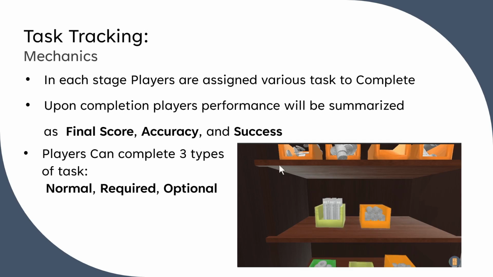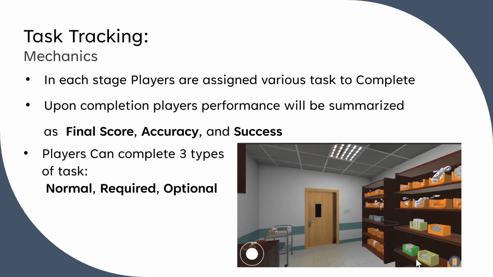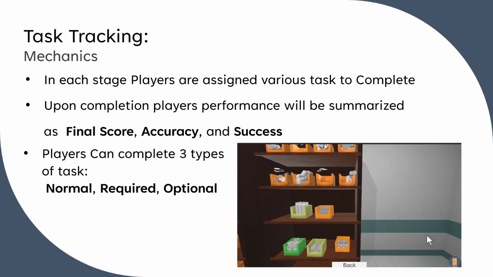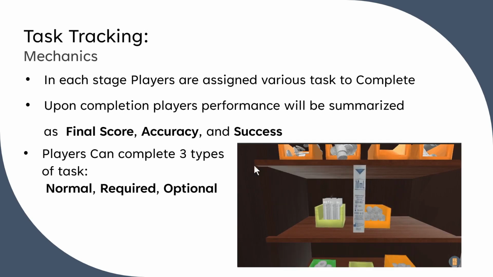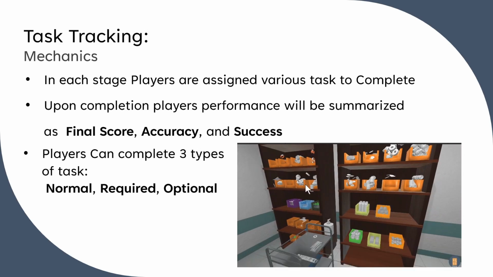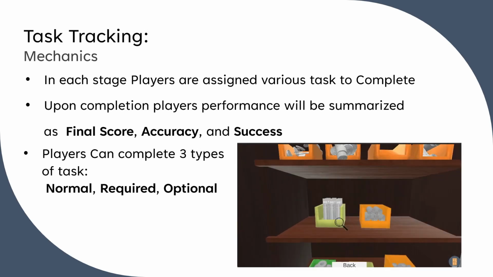So upon completion, players' performance will be summarized as a final score, accuracy, and success. So players can complete 3 types of tasks, which include normal task, required task, and optional task. So on the right here, you can briefly see us testing out the collection of a syringe package, as well as the system notifying you that you have completed the task of collecting a syringe.